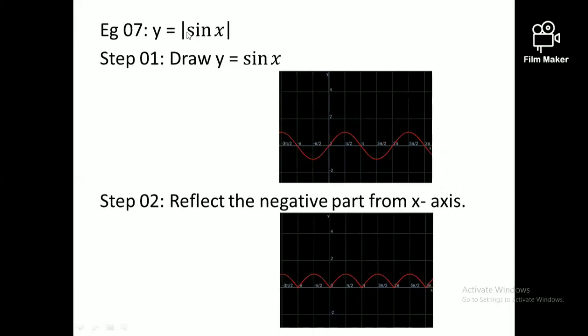If you want to draw the modulus graph, what happens? All the negative parts reflect to the positive side. So this part reflects over here, and this part reflects over here. Like that, all the negative portions reflect to the positive side. That's what you need to do to get the y equals modulus of sine x graph.